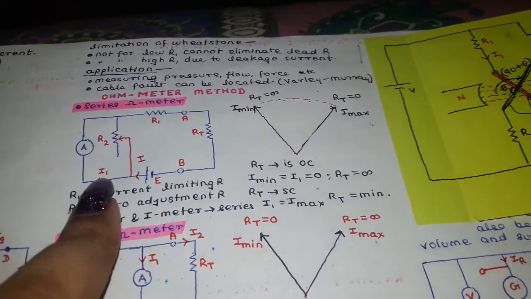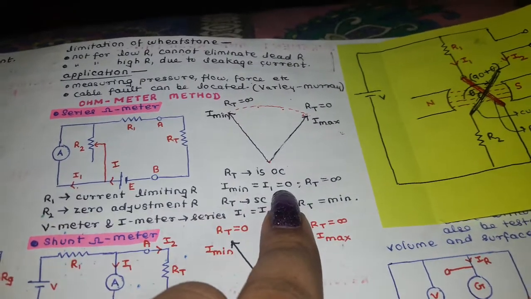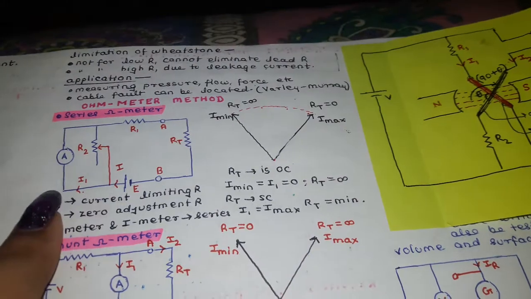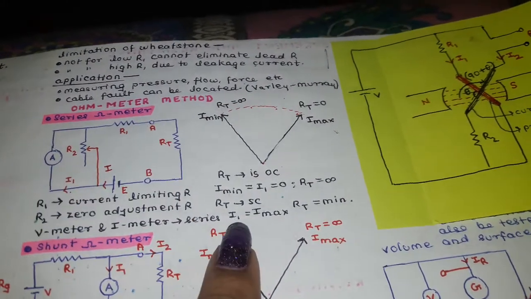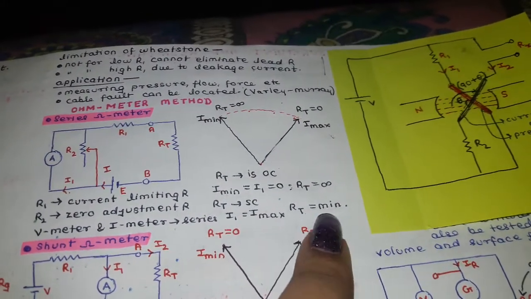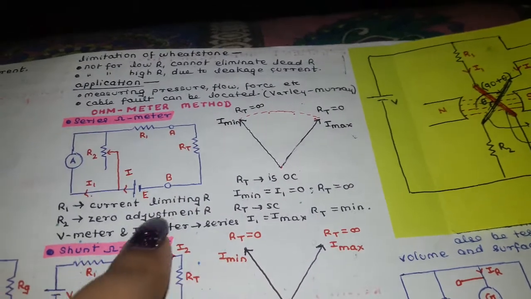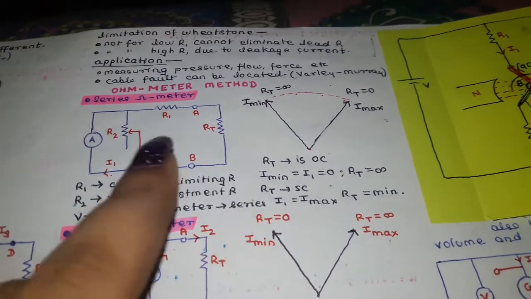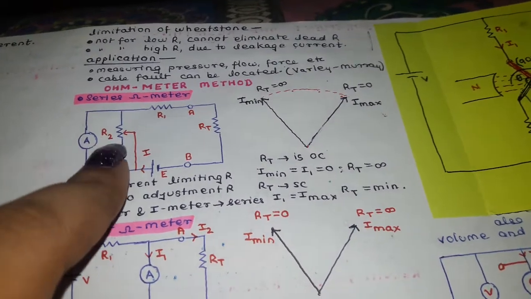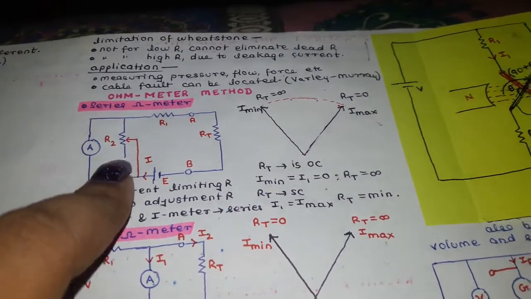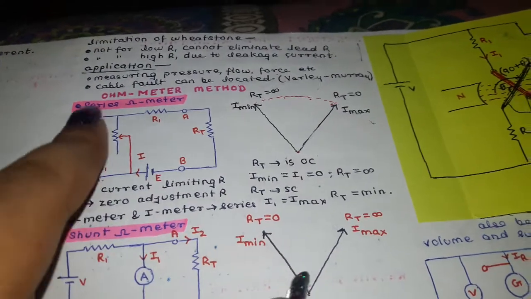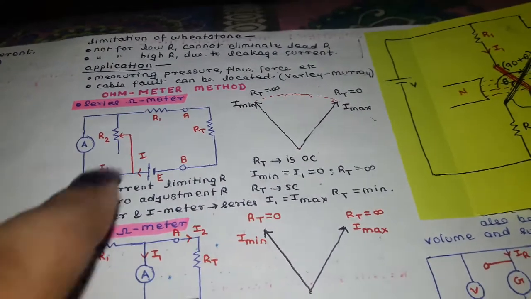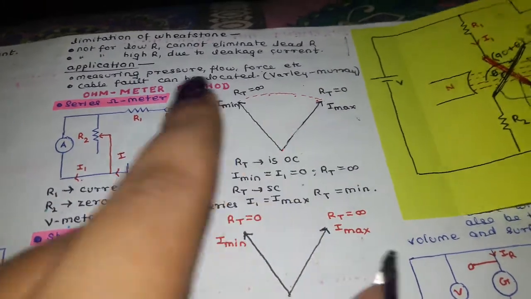If the value of I1 is 0, then this unknown resistance is infinite. If the value of I1 comes out to be maximum, then RT is 0. But if it is neither of the two cases, then what we are doing is we are first putting this into 0. This resistance is put to 0 value, and the current through this circuit is measured through this ammeter.